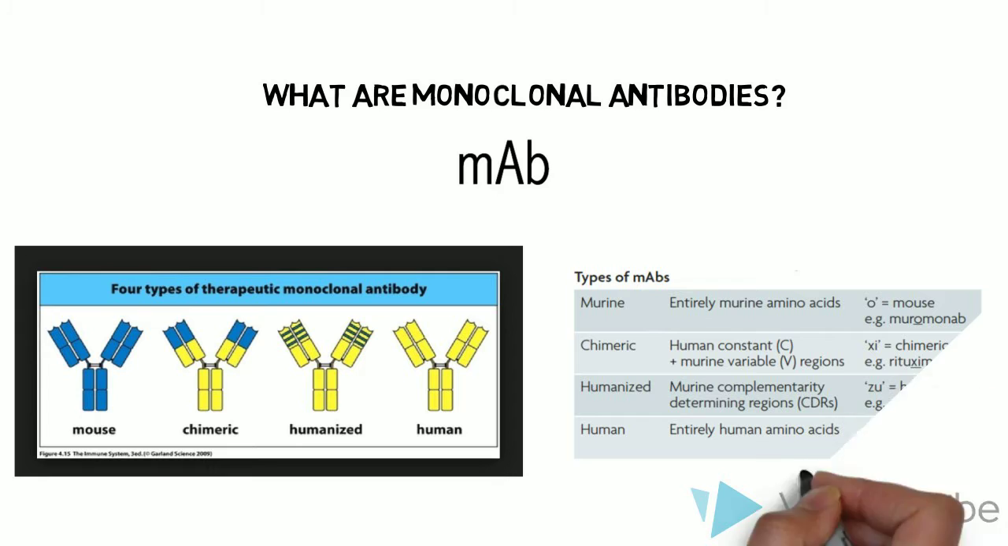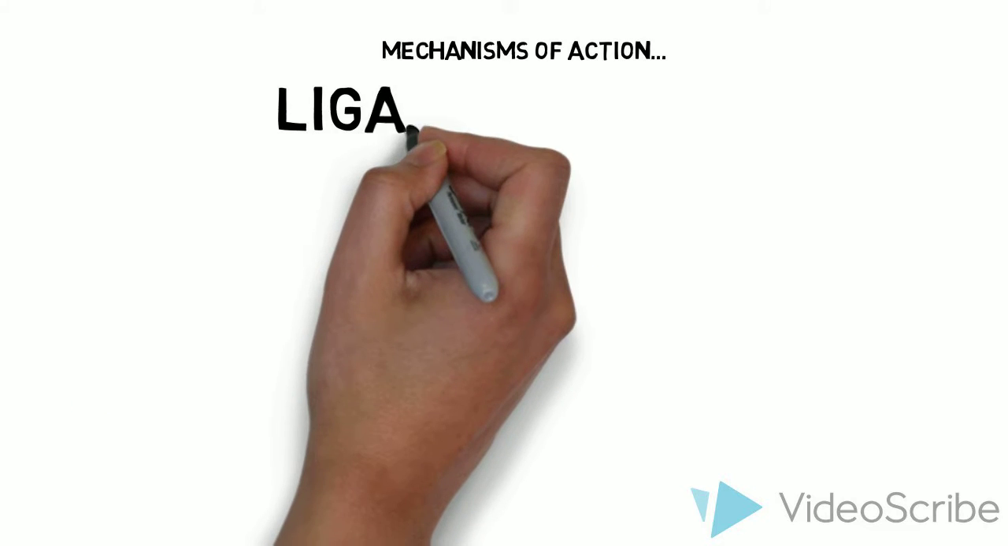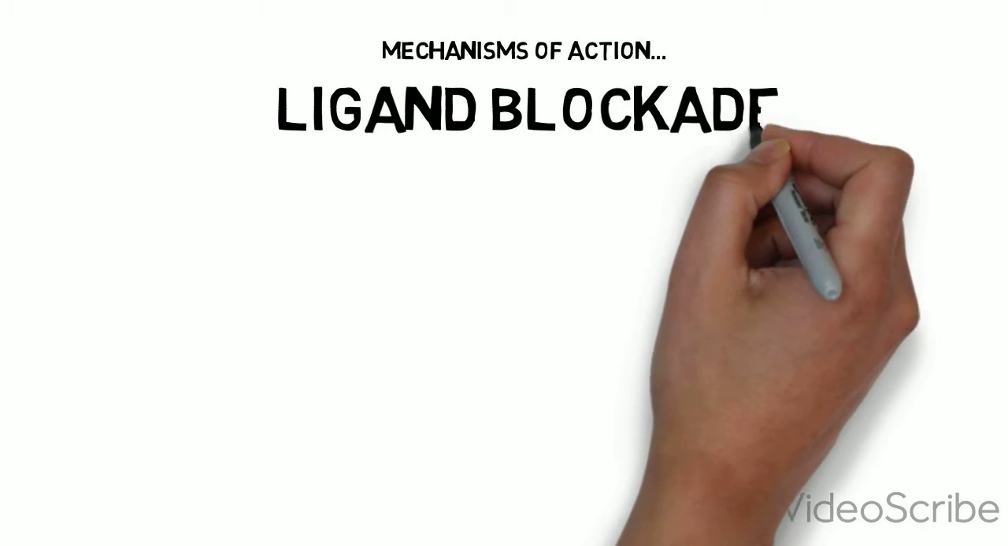Advantages of mAbs over low molecular weight drugs include high specificity and long half-life, enabling precise action and infrequent dosing of the drug. There are 4 types of monoclonal antibodies, shown in the table here, from entirely mouse amino acids to entirely human. Monoclonal antibodies work by a number of mechanisms.